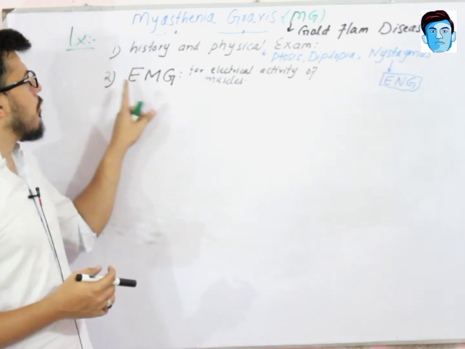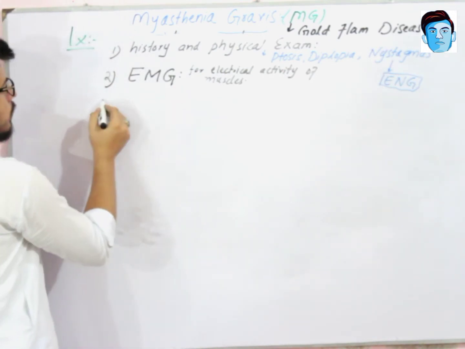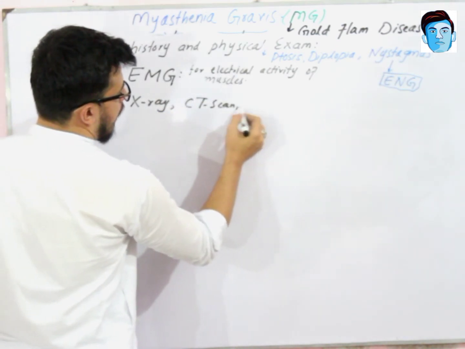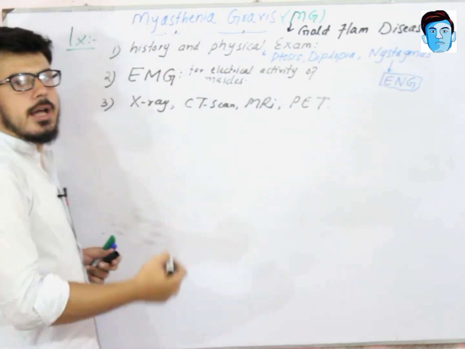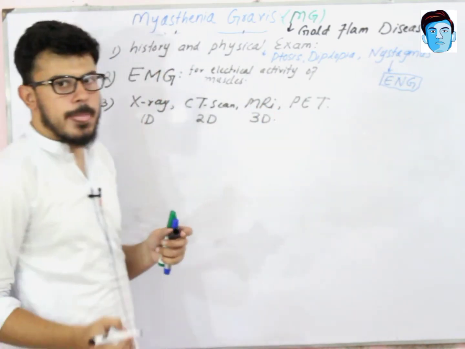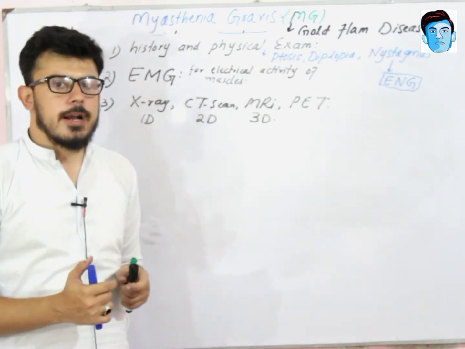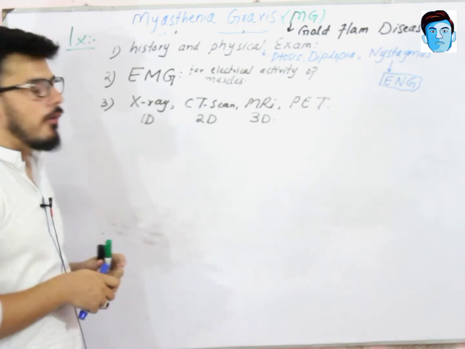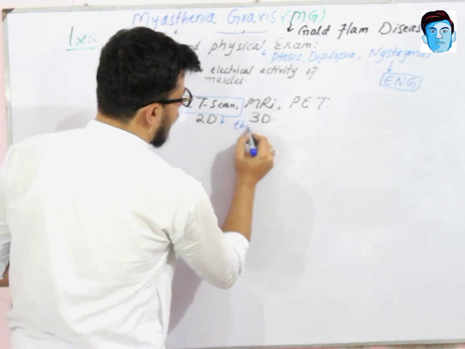Now, this is important: history and physical examination are important, and electromyography is important. Also, we can do X-ray, CT, MRI, and positron emission tomography. The X-ray is 1D, CT is 2D, and MRI is 3D. If we talk about thymoma, as we discussed earlier, thymoma can lead to myasthenia gravis, so a CT scan of the thymus gland is usually preferred for thymoma. It is a very important point.